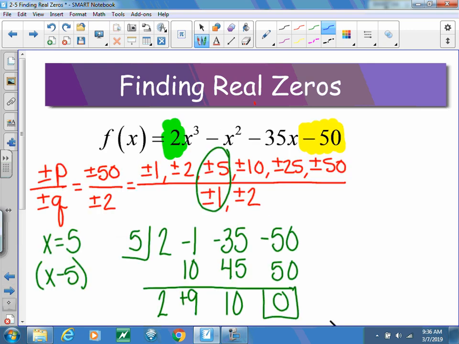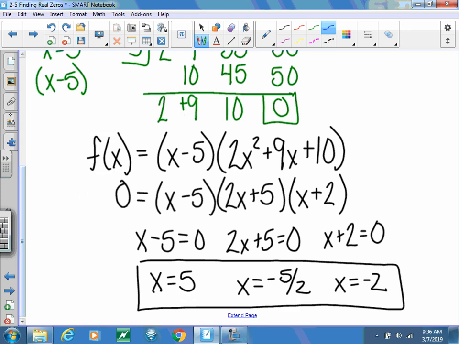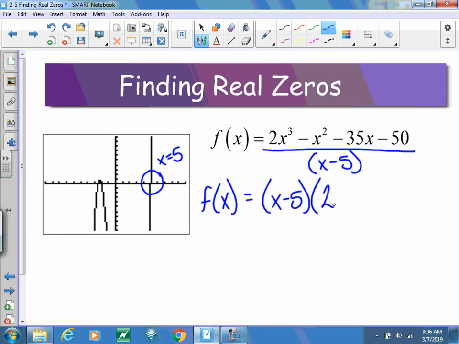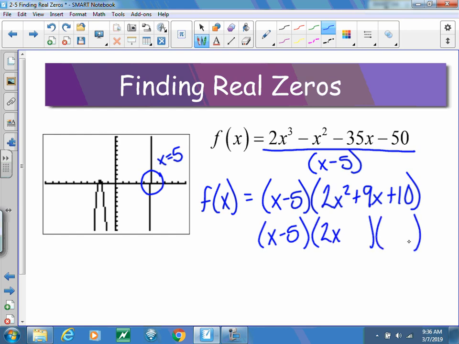Once I divided my polynomial, we ended up with 2, 9, 10. So then we had our 2x squared plus 9x plus 10. Then I was able to factor it once again. If I take a look at the different solutions, this was x plus 2, and this is 2x plus 5.